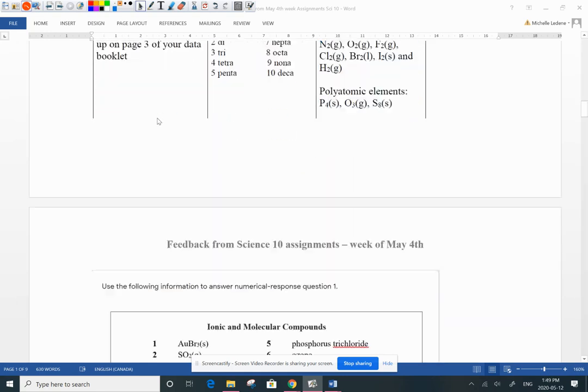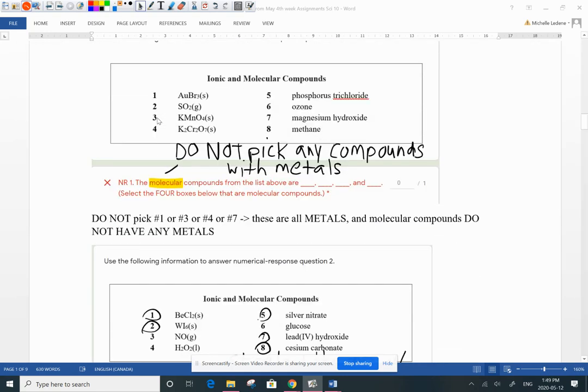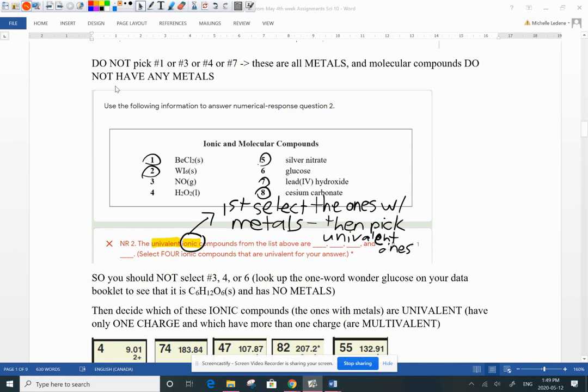So a lot of students didn't read too carefully, right? When I'm giving you a list of ionic and molecular compounds and I'm asking you only for molecular, don't pick any ionic ones, right? You can't pick gold, that's a metal. Don't pick potassium, that's a metal. So you have to read carefully. Don't pick any of the guys with metals. When we're looking for molecular, it's only non-metal and non-metal pairings. Okay, so a lot of students made mistakes and they got penalized. This was a summative and they didn't read carefully.